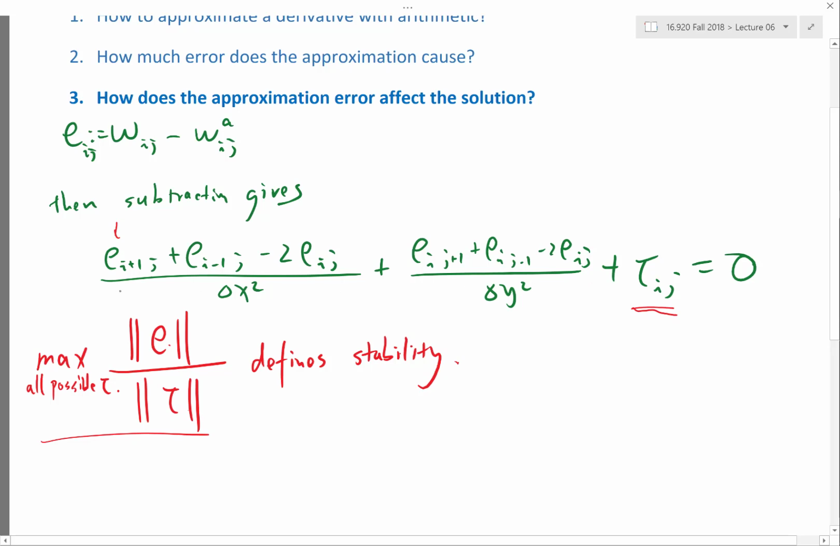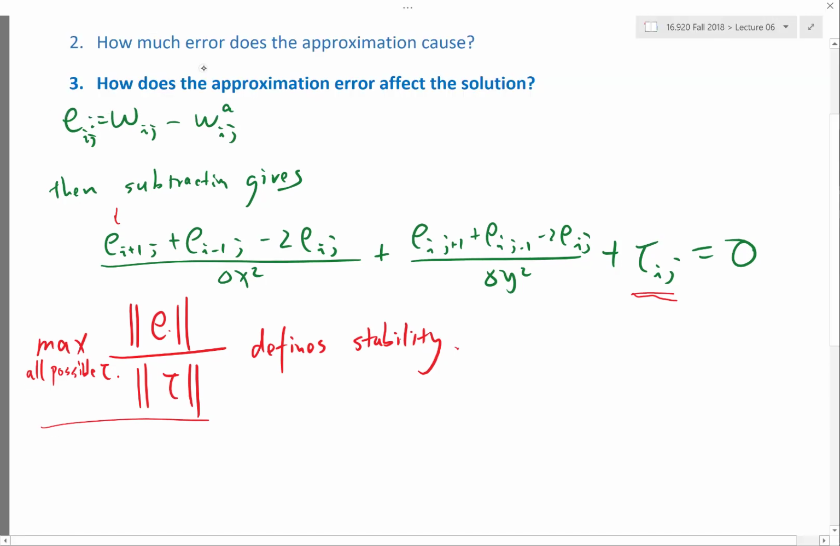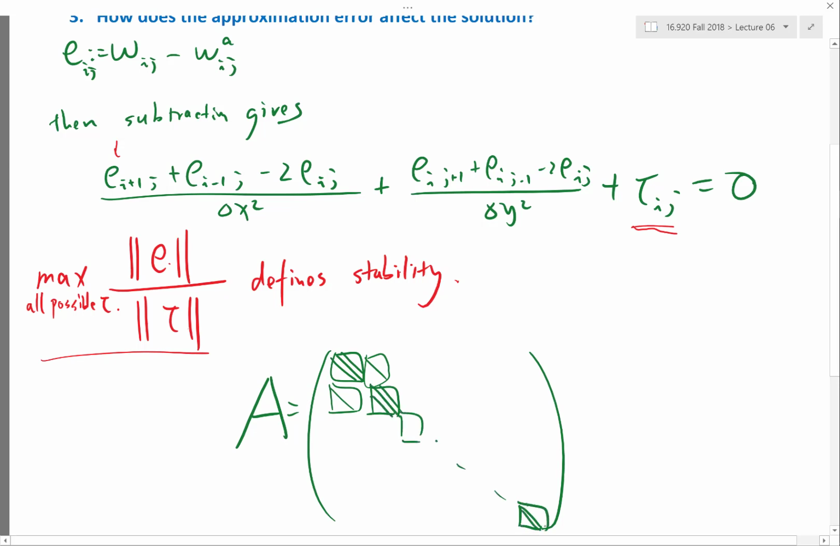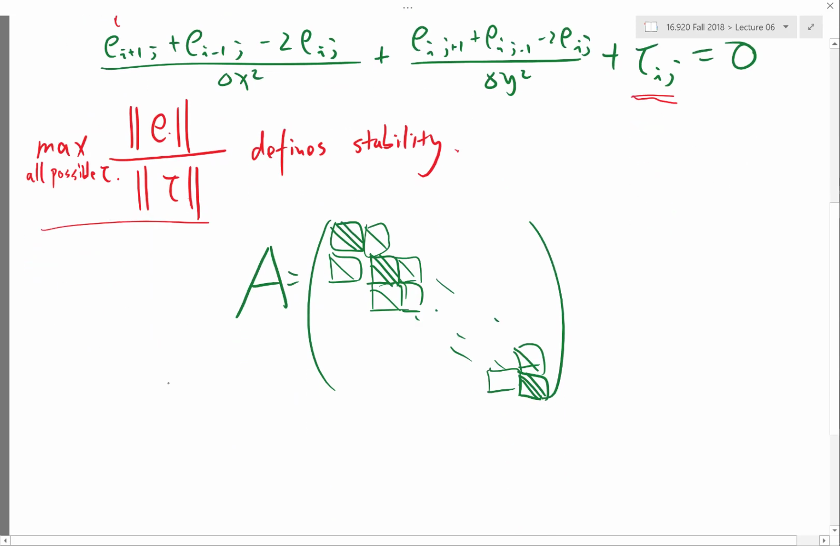Right? So here I'm just writing one equation, but actually I have as many equations as grid points, and I have as many unknowns as the grid points. So this equation, you can write into matrix form. You can write a matrix that is kind of the block structure, the matrix we discussed over the last lecture. So basically you have a diagonal block that is tridiagonal, and you have off-diagonal blocks that are single diagonals, right? So you have this matrix, and I can write A times E equal to tau.